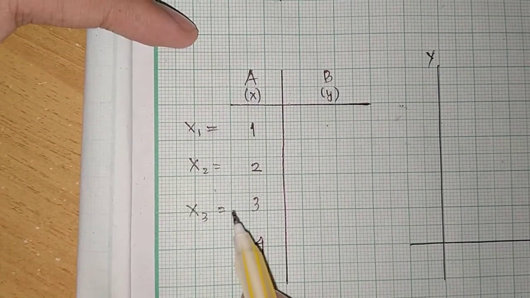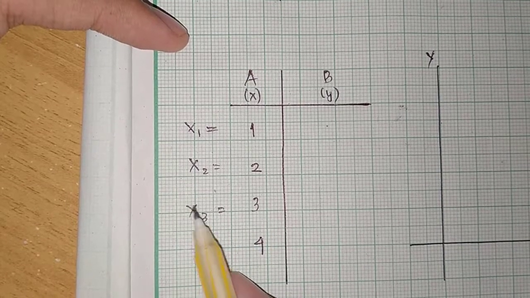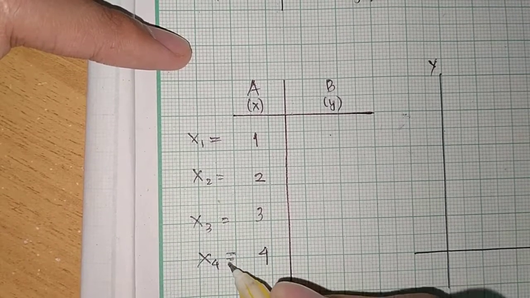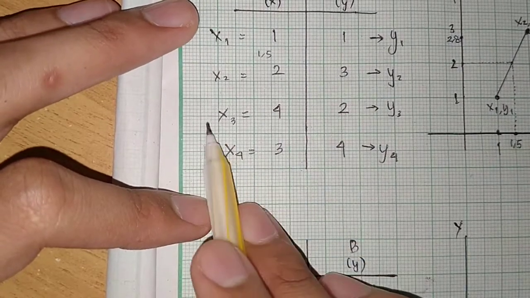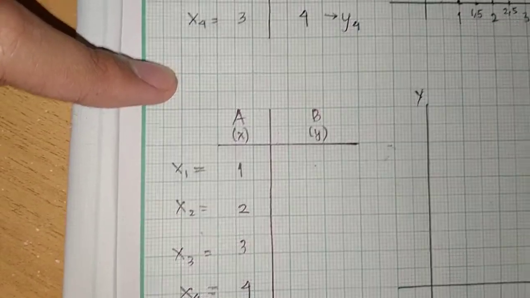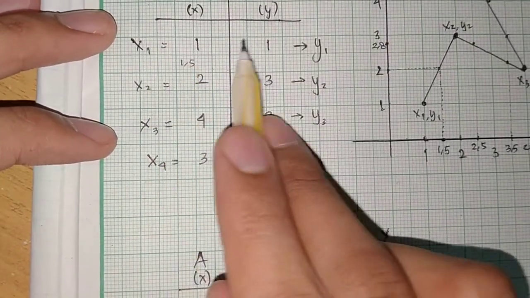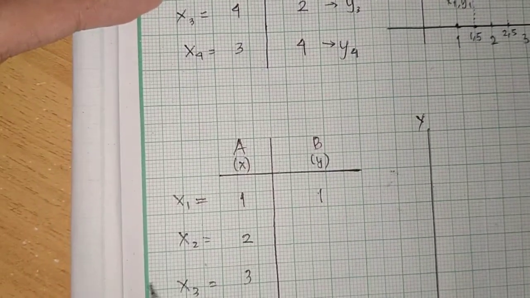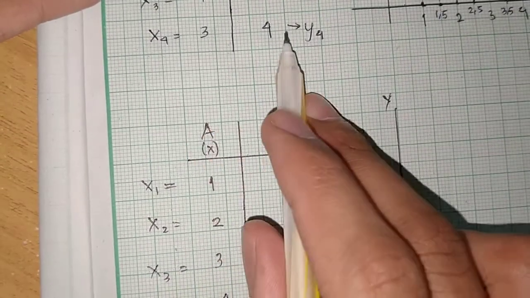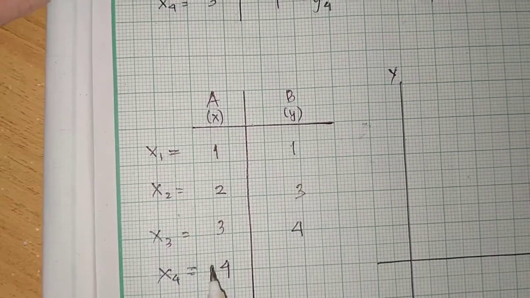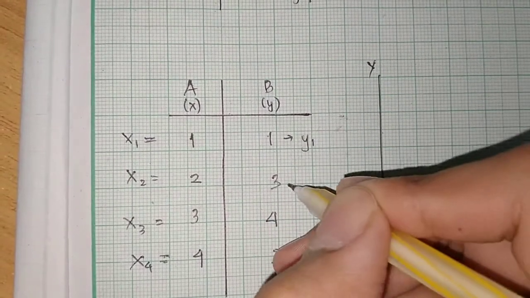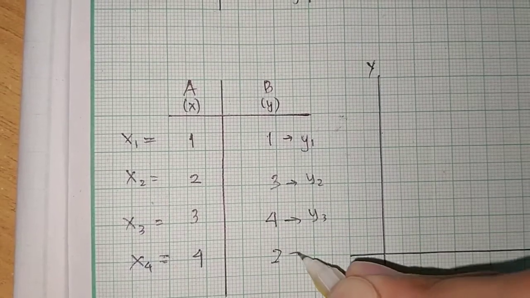But in the second case, we put 3 for our x3, and x4 becomes 4. Actually the original x3 value is 4, but in the second case we make 4 our x4. Now x1 equals 1, and y1 is 1; x2 equals 2, and y2 is 3; x3 is 3, and y3 is 4; x4 is 4, and y4 is 2.